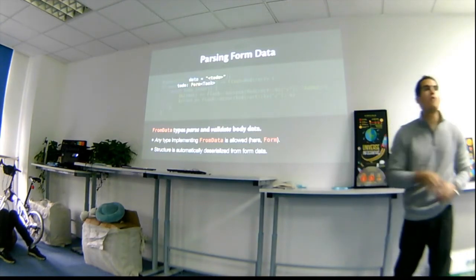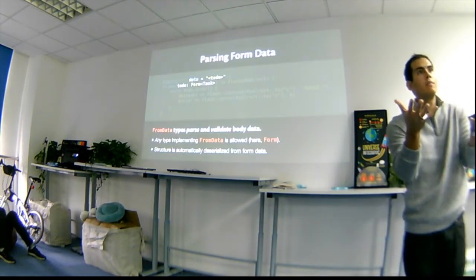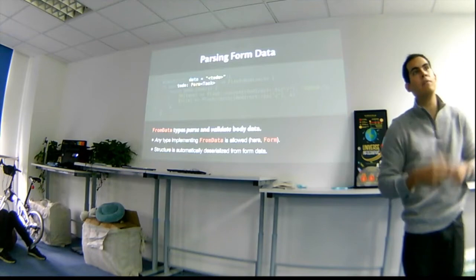So yeah, if you want optional parameters, in your Task structure you'd have an Option of the type that you want. And then if Rocket doesn't find it, it will be a None.